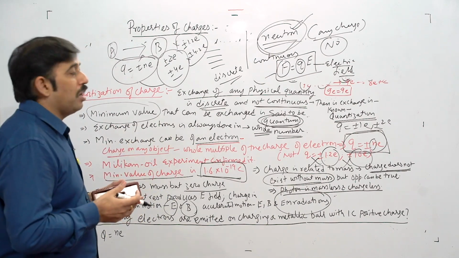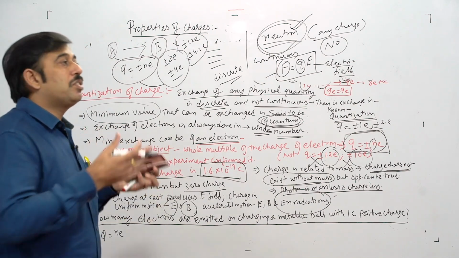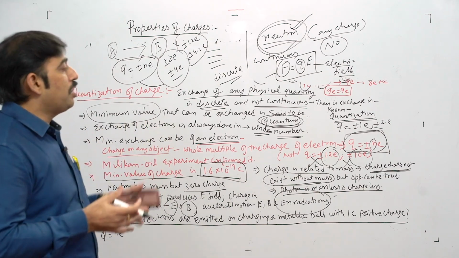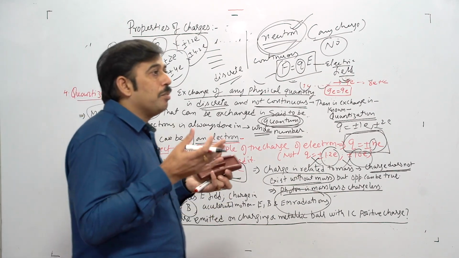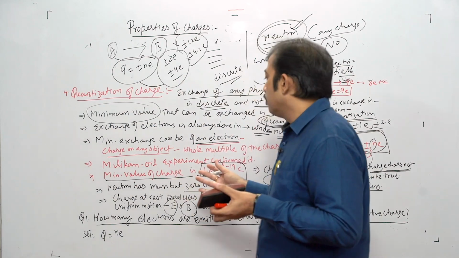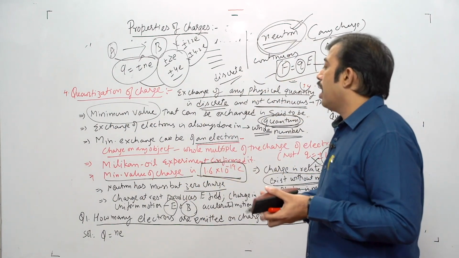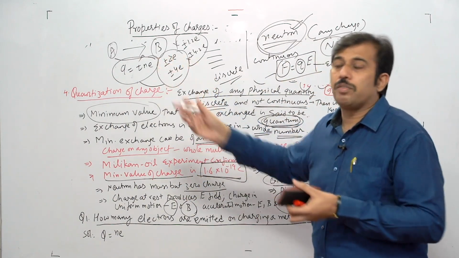So this is a very important aspect you have to understand in this particular topic, that if you talk about the quantization of charge, you need to understand how many things are related with the charge. Not only mass, there are certain more things that are related to the charge. So we have understood very clearly here, if the charge is in motion, we can get different aspects.